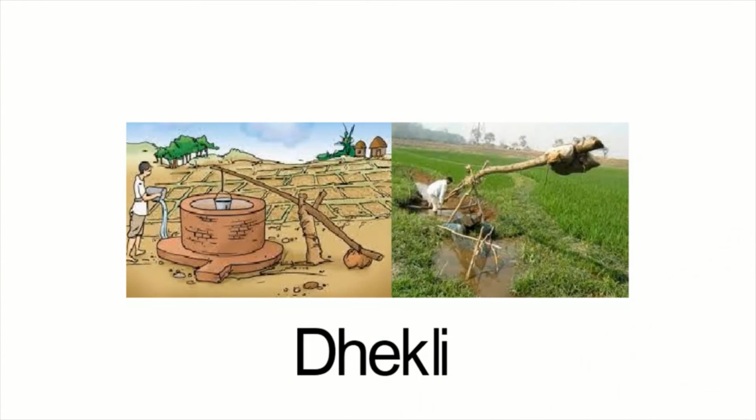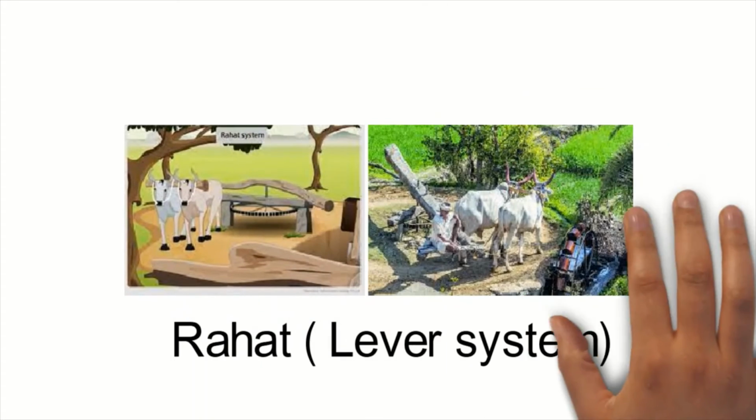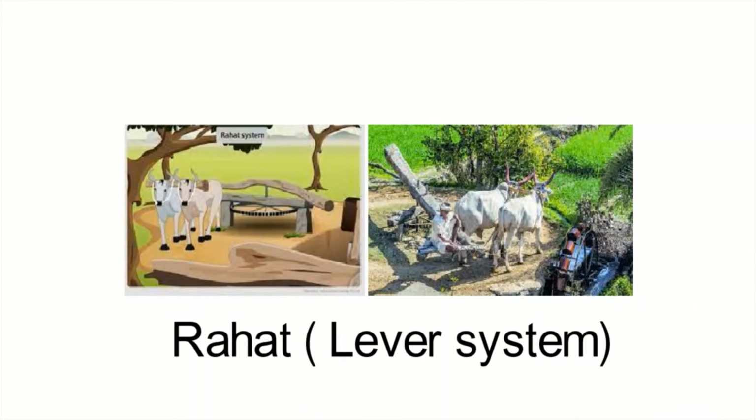Next is the dhekli, in which we see that from the well or any other water source, water is pulled out with the help of a bucket. Next is the rahat, which is also called the lever system, in which animals are used to pull the lever in order to get a constant source of water.